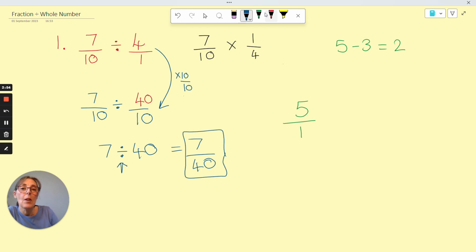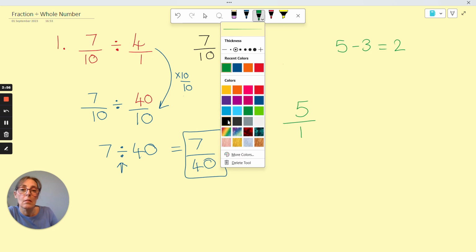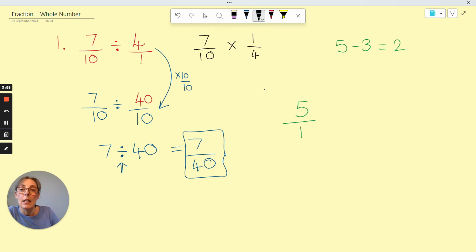Okay, if I do this here, right, so we've got the keep, change, flip. Keep the 7/10, change the sign from divide to multiply, and flip the fraction round. Let's see what happens. 7 times 1 is 7, 10 times 4 is 40. Got the same fraction. So it depends which way you want to do it.